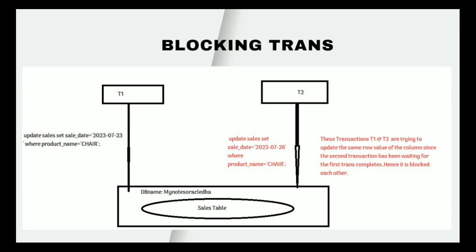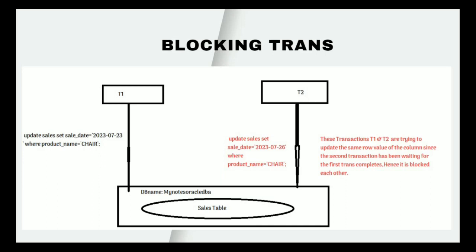Let's take an example. In our database we have a table called sales, with a product called chair. One transaction is trying to update the sale date to 2023-07-23. Another person is trying to update the same product with a different date, 2023-07-26. Then that transaction has to wait for the first transaction to complete, since they are blocking each other.